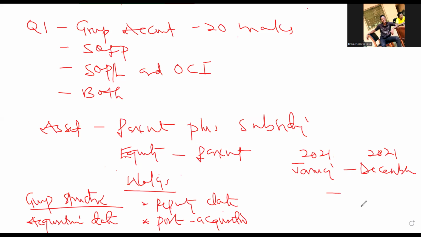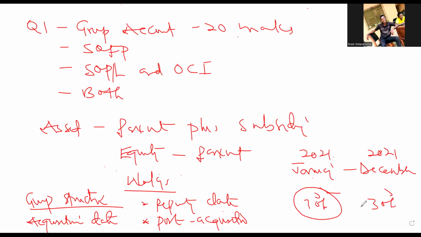So, let's say the parent acquired a subsidiary in January 2021. The subsidiary will operate from January 2021 to December 2021. The profit they are going to be making will be for the owners, and part of those owners is the parent. Let's say the parent has 70% and the NCI will be 30%. So you share the profit among these two.